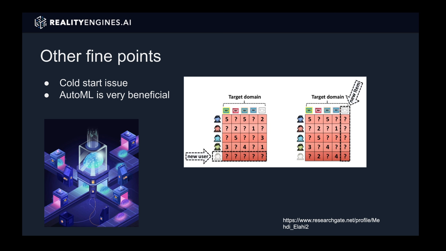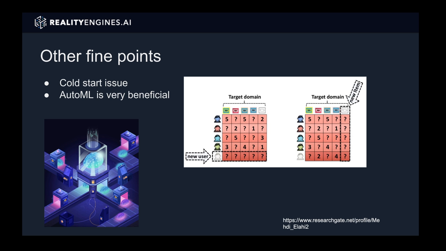And typically, these will need to be dealt with by a totally separate algorithm that heavily relies on the user features or item features. And just one other fine point is that many of these recommender system problems are very different from one another. I already talked about earlier how Amazon is very different from Netflix because of temporal versus non-temporal data.